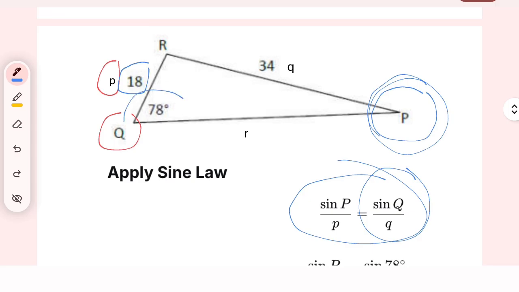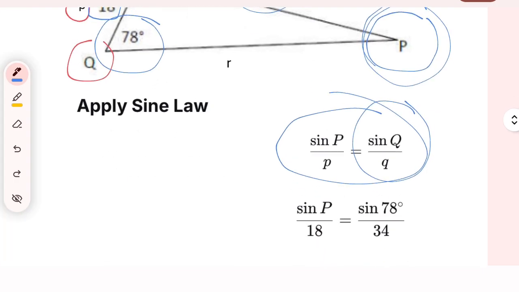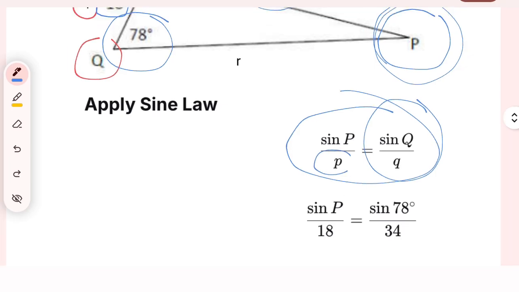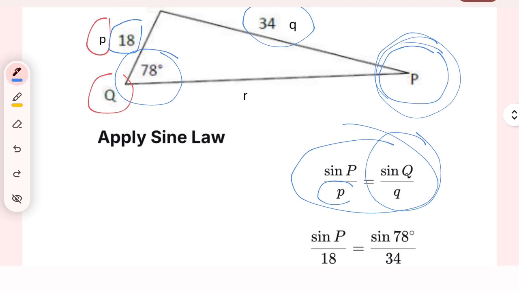Remember, sine big Q is 78, all over the small q, which is 34. So, in this equation, the only variable that is unknown is the angle P. Right? Because the small p is given. In the problem, that's the side opposite to the angle big P, and that is 18.